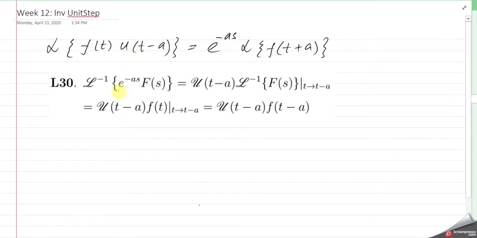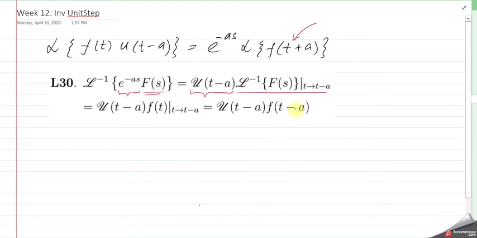Because of this e raised to minus as, we are getting u(t minus a), and for this f of s we will get this part. So we take Laplace inverse of f of s and then shift t to t minus a. As you can see, when we were taking Laplace, we were shifting t to t plus a. Now in inverse we are shifting t to t minus a. So we take inverse of f of s, which is small f of t, and then we shift t to t minus a. So it would look like this finally.